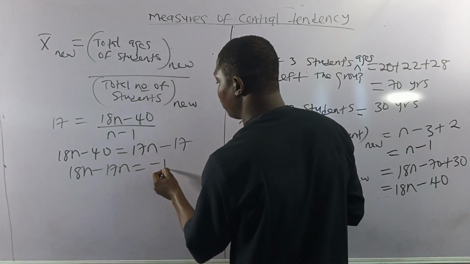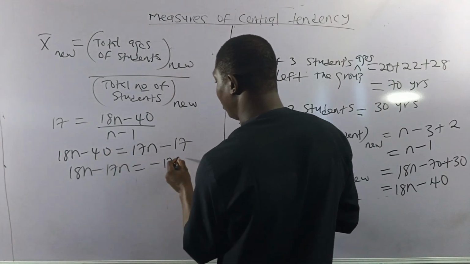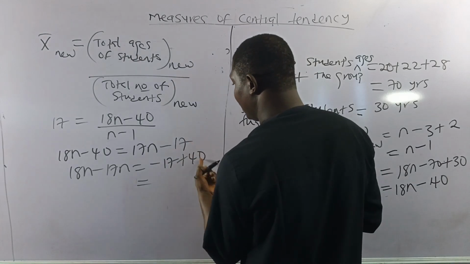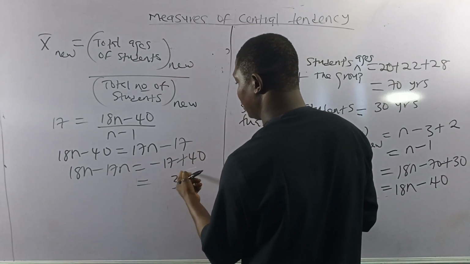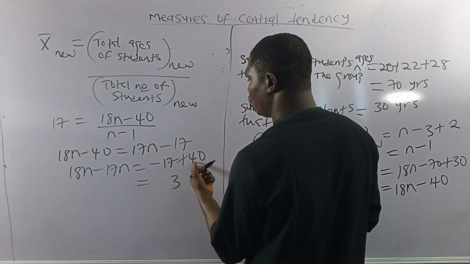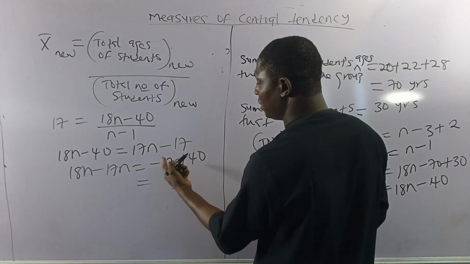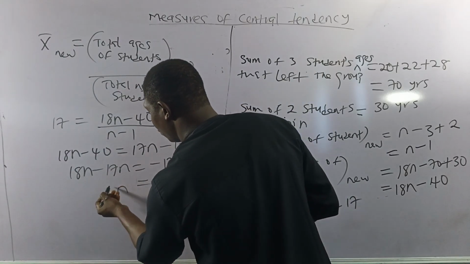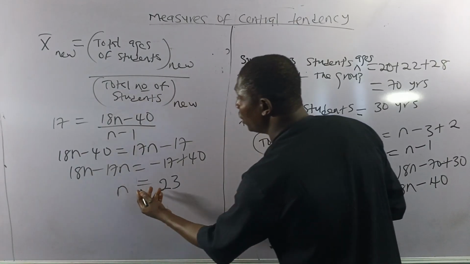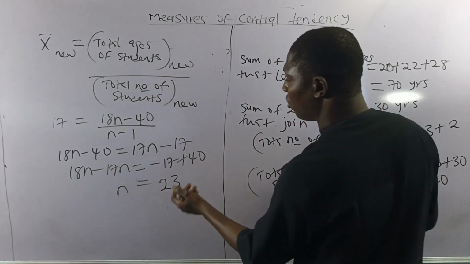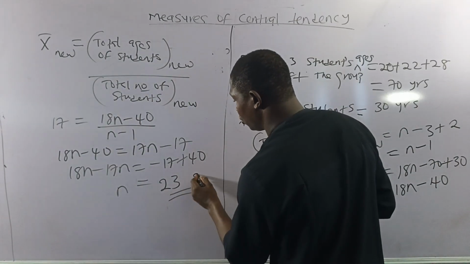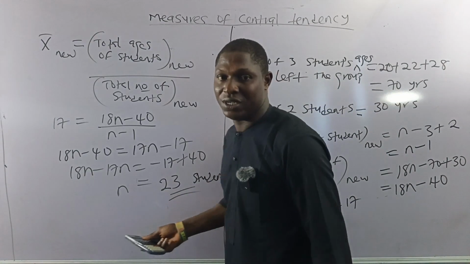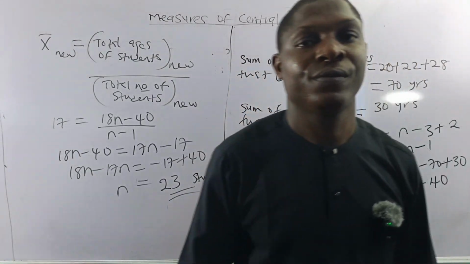Now I have 18n minus 17n equals minus 17 plus 40. This is the same as 40 minus 17, which is 23. And 18 minus 17 is 1. So 1 times n is n. So the number of students originally is 23 students. So this is our answer. The value of n is 23. Thank you.